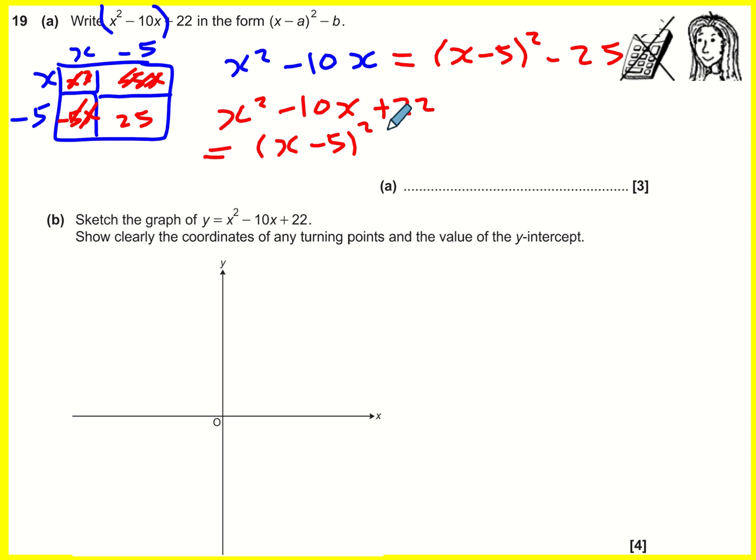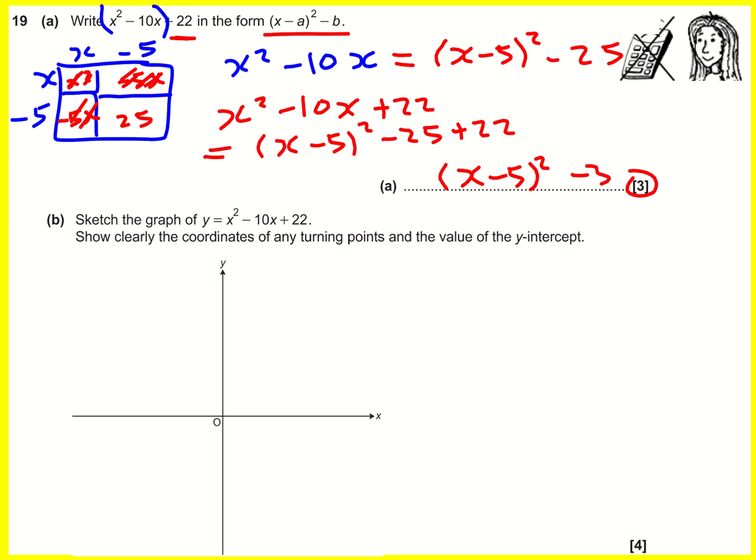And then I'm basically done, because x squared minus 10x plus 22 is going to be x minus 5 squared minus 25 plus 22, and that becomes x minus 5 squared minus 3, and this is in the correct form now. So I ignore the plus 22 to start with because it's just in the way, but I do need to bring it back in at the end.